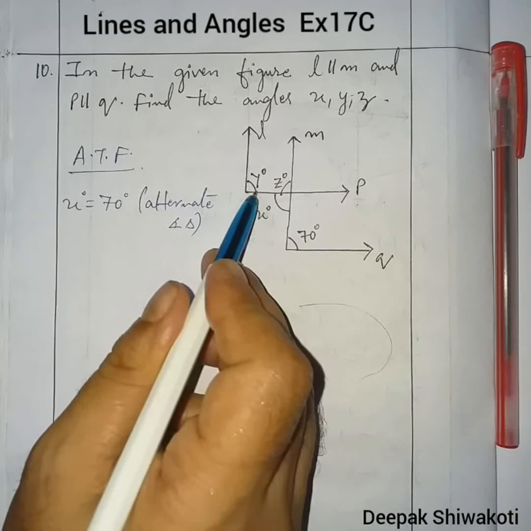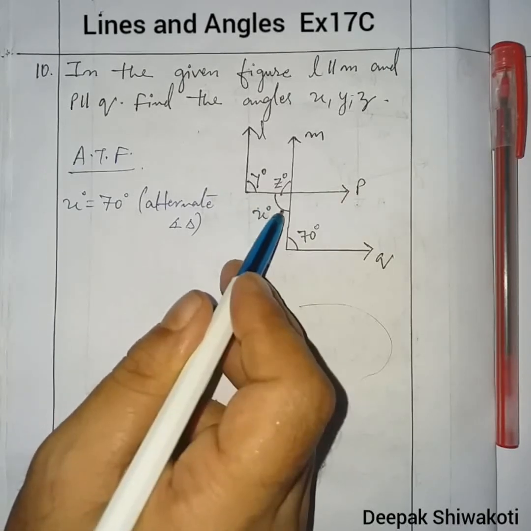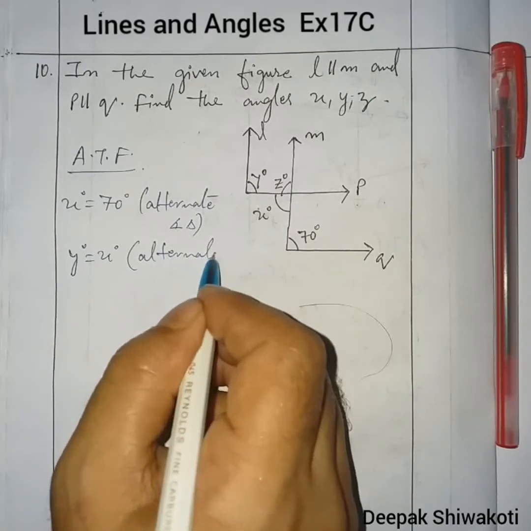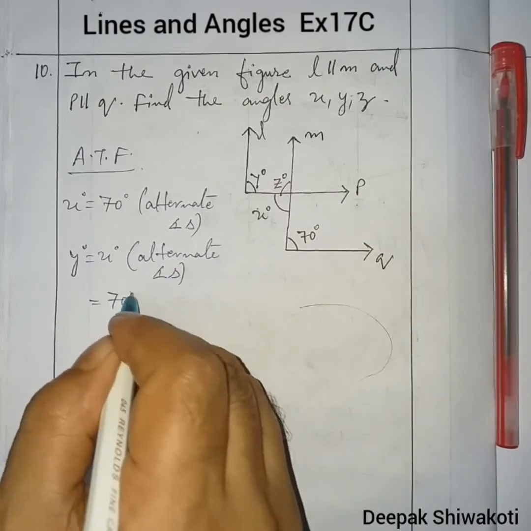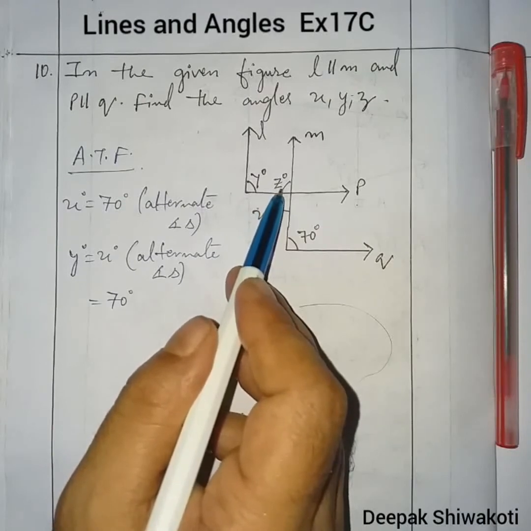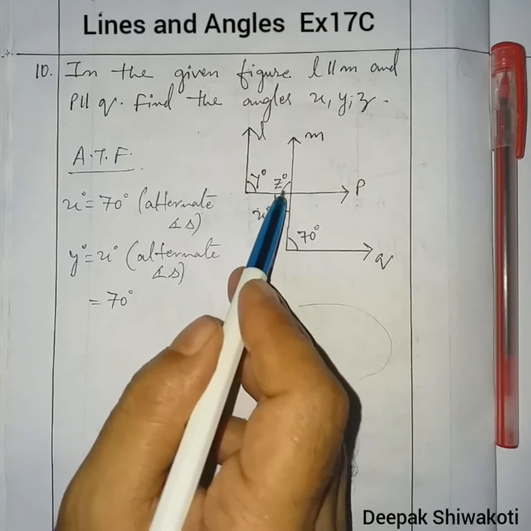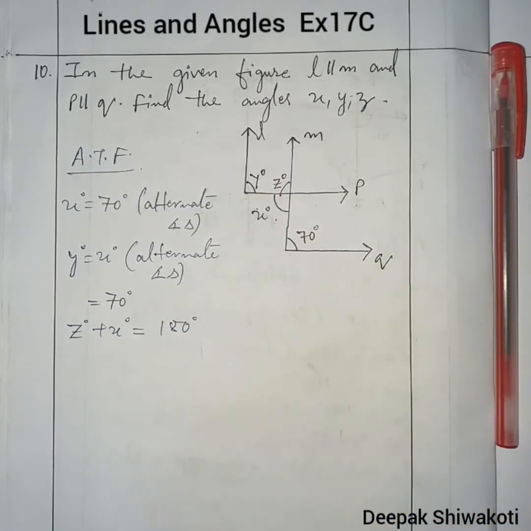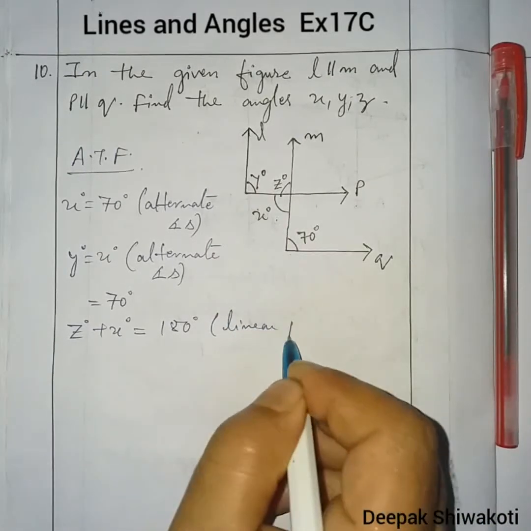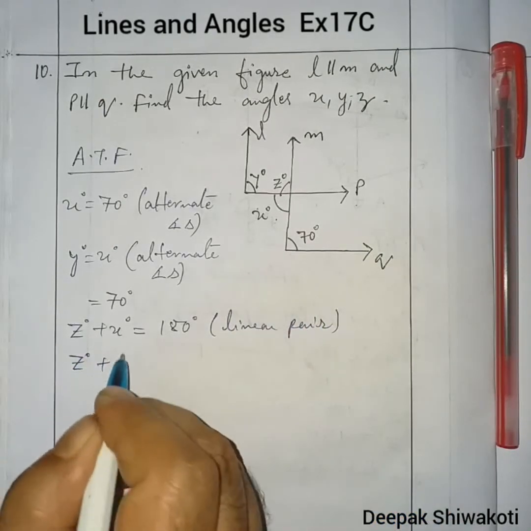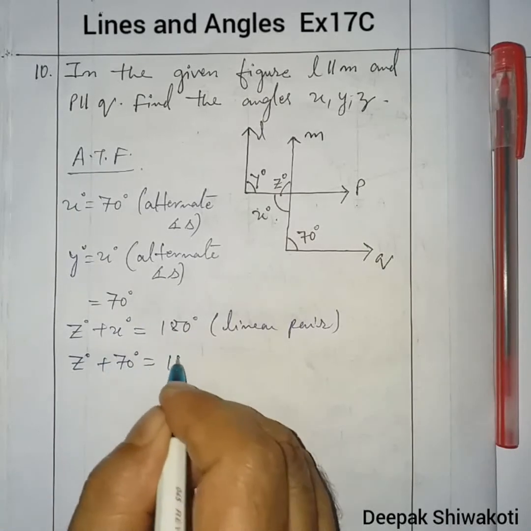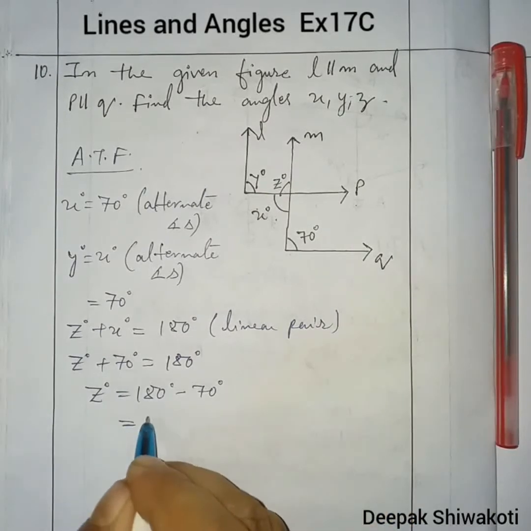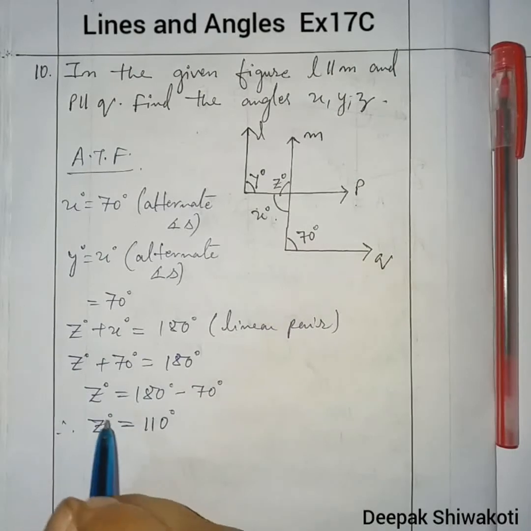And y and x, these two are equal, they are also alternate to each other, isn't it? So therefore y is equal to x degree, alternate angles, it is also equal to 70 degrees. Now z plus x, these two together give a linear pair, and the sum is equal to 180. So z degree plus x degree is equal to 180 degrees. Why? Linear pair, isn't it? So z plus x, with x being 70 degrees here, is 180 degrees. So z will be 180 minus 70, which is equal to 110 degrees, isn't it? So therefore we have got x, y, z.